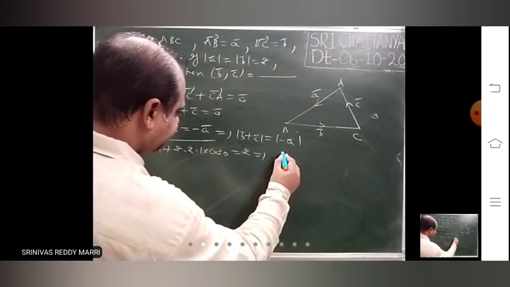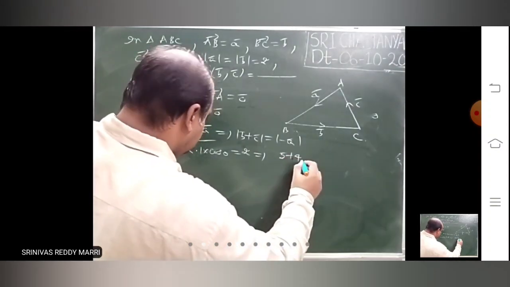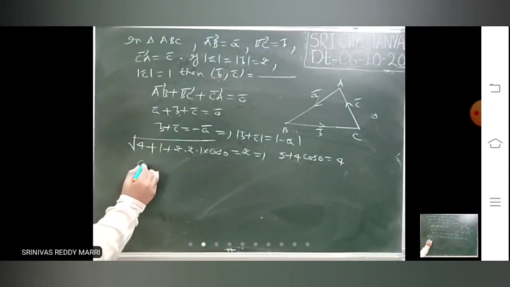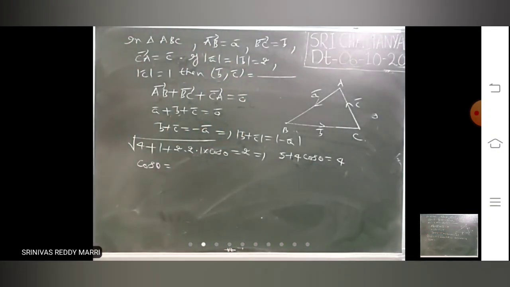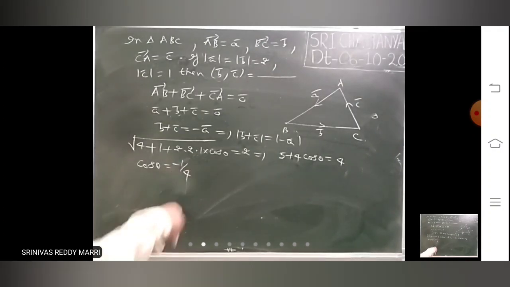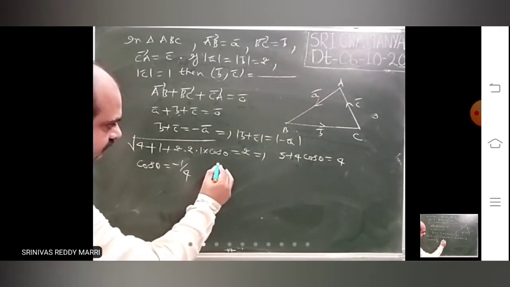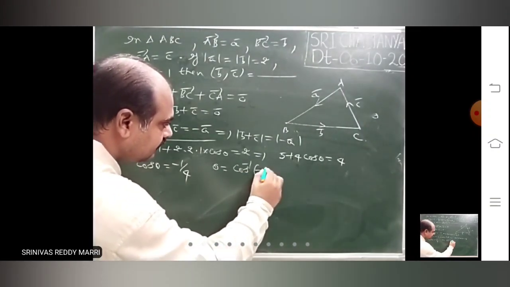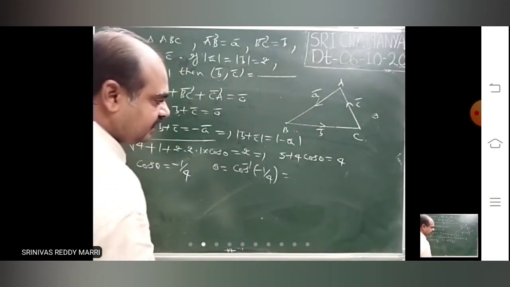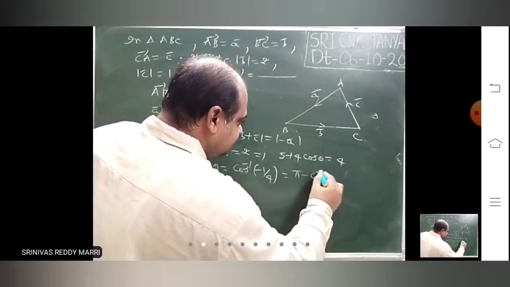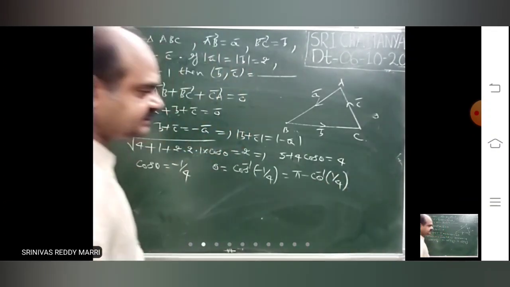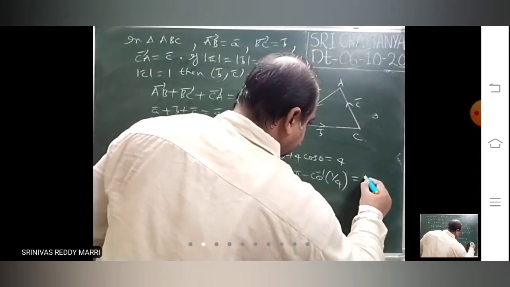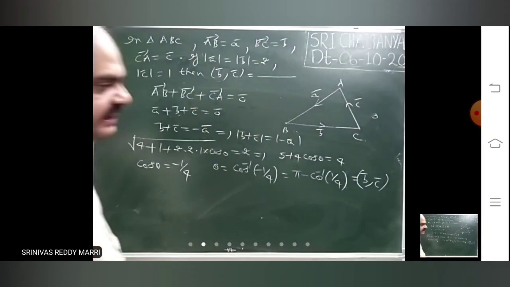So if you square on both sides, 5 plus 4 cos theta equal to 4. So therefore cos theta equals minus 1 by 4. Theta is nothing but cos inverse of minus 1 by 4. So that is an obtuse angle. That is an obtuse angle, pi minus cos inverse 1 by 4. This is nothing but the angle between B bar and C bar.